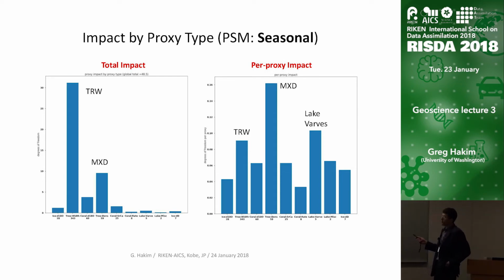If we do this now for the seasonal treatment, the seasonal forward operator, we get this huge increase in the amount of information we're getting from the tree ring width and from the density, and on a per measurement basis, there's no doubt about it. Those are the most valuable records that we have. And even things like lake varves, so these are cores of laminated lakes, it's only because we've treated these observations a little more faithfully to what they're recording that we can get this information.